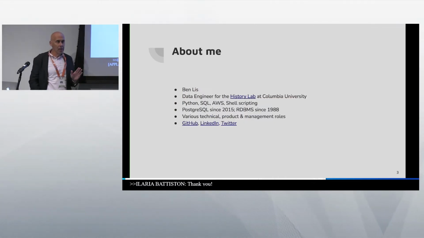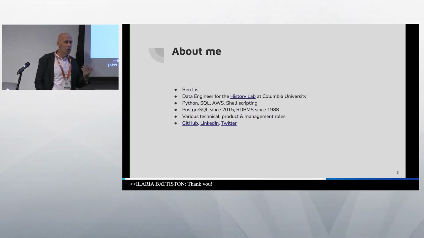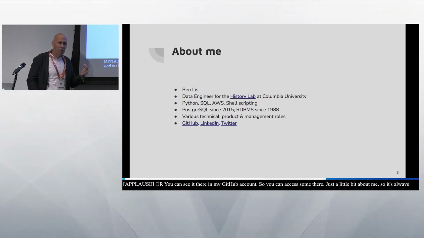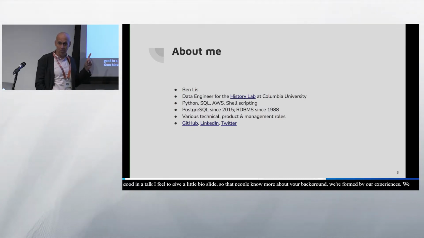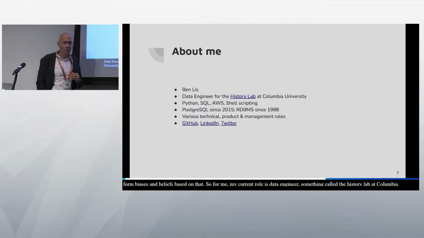Just a little bit about me. It's always good in a talk, I feel, to give the little bio slide so that people know more about your background. We're formed by our experiences, and we form biases and beliefs based on that, right? So for me, my current role is data engineer at something called the History Lab at Columbia University here in New York City. And the History Lab, basically, you can click on the link. Actually, we'll check out the slides later. It's an interesting group. They take documents and turn them into data, right? So it's really data science applied to history.